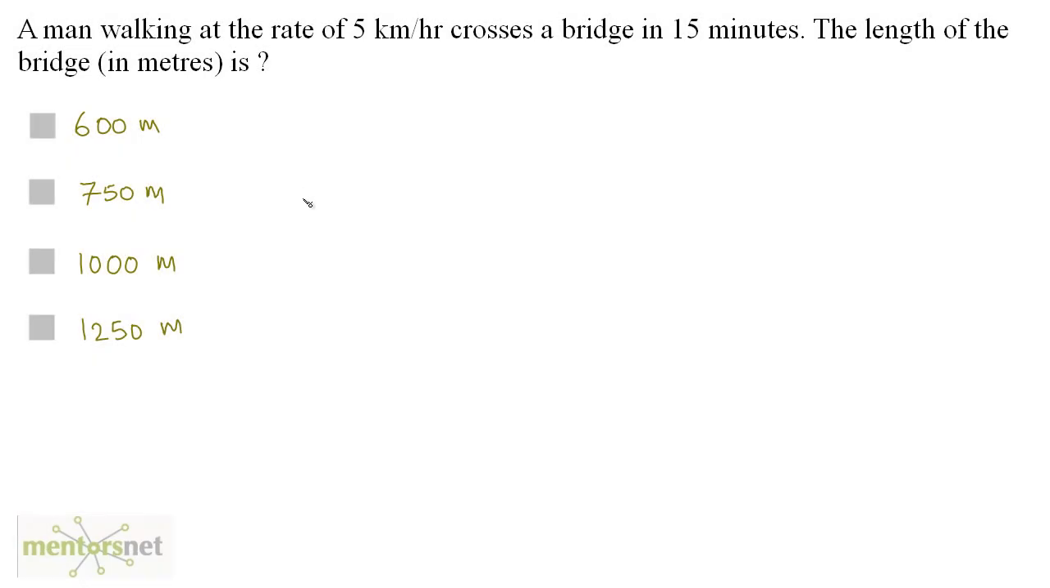A man walking at a rate of 5 kilometers per hour crosses a bridge in 15 minutes. What is the length of the bridge in meters? Well, the speed is given to us, which is 5 kilometers per hour. And you have been given the time in which he crosses the bridge, 15 minutes. Now the time is given in minutes and the speed is given in kilometers per hour. So either you have to convert speed into kilometers per minute or convert time into hours. So we are going to convert 15 minutes into hours. Well, 15 minutes turns out to be 1 by 4 hours.